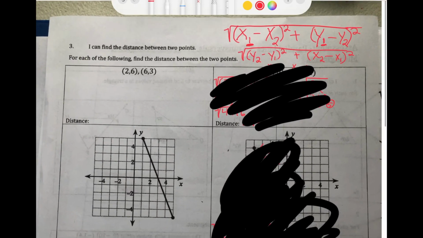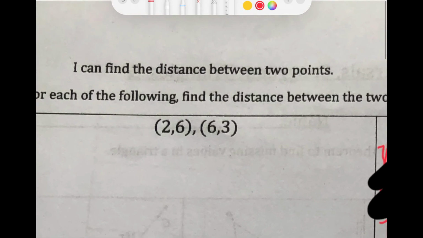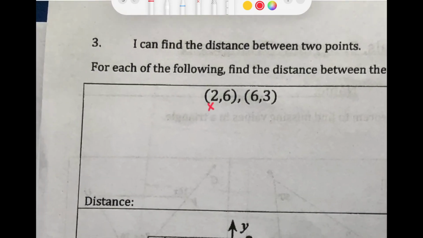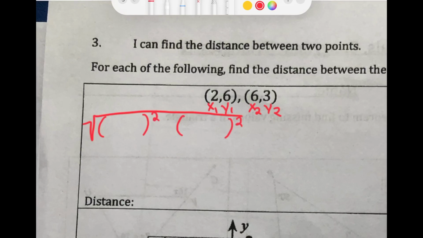So let's look at the first problem. In this case, we have x1, y1, x2, y2. So we're going to have a big square root. You're going to have your two parentheses. Both of them are squared. Addition in the middle, subtraction on the inside. So I'm going to start with my x1. So I'm going to have 2, subtract my x2, which is 6. Then I'm going to do my y1, subtract my y2, which is 3.